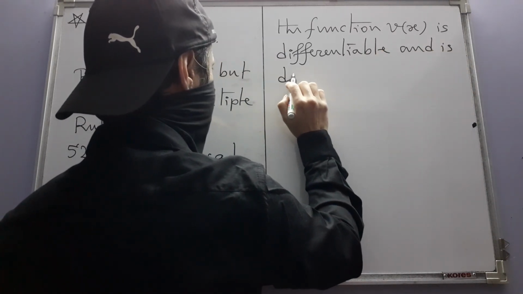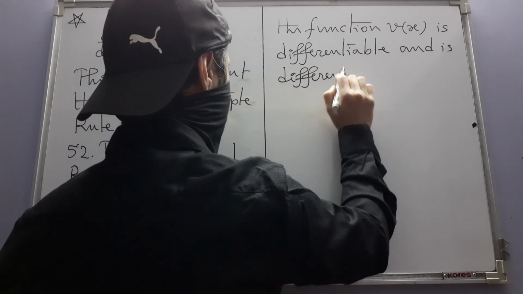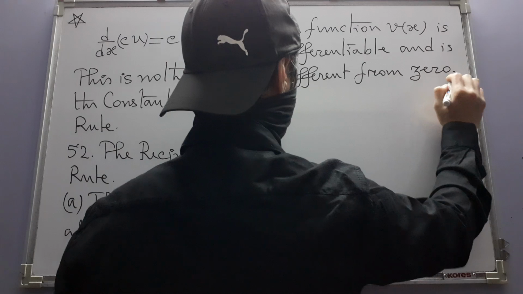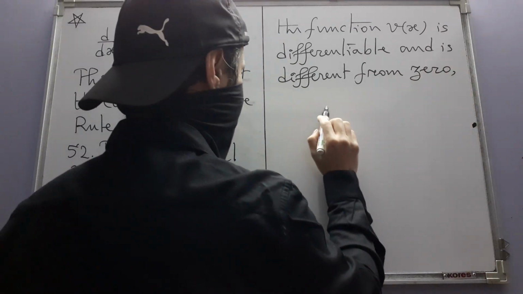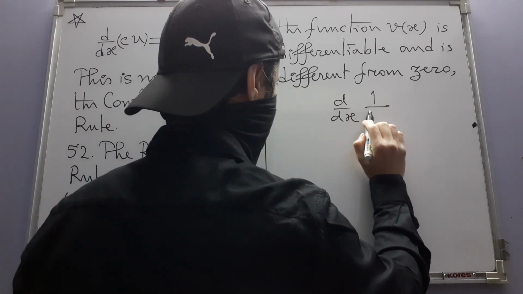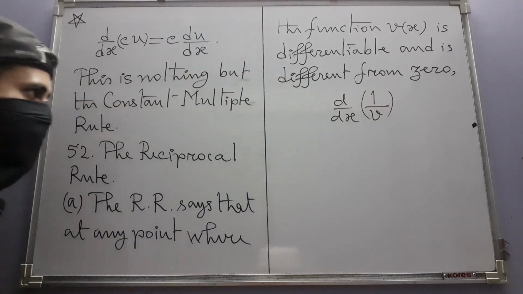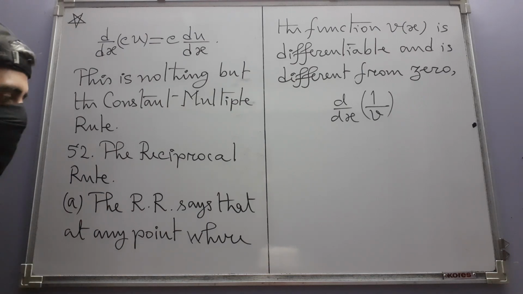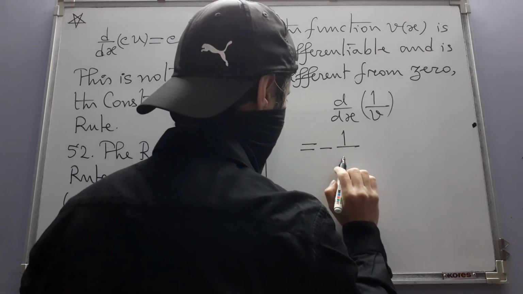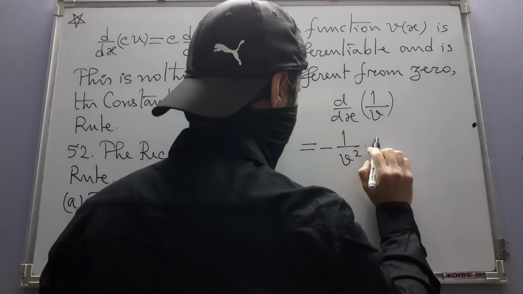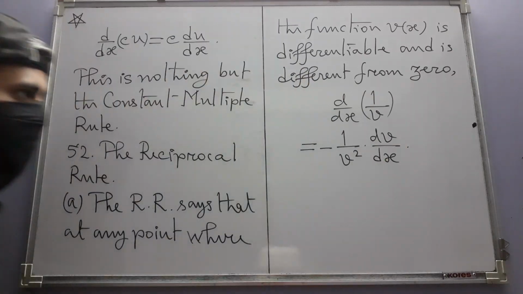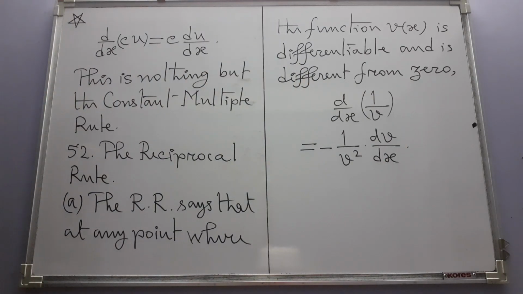differentiable and is different from 0, this is what we have. If you take the derivative of the reciprocal of v, that is why it has the name the reciprocal rule, that equals minus 1 over v square times the derivative of v with respect to x. That is the reciprocal rule.